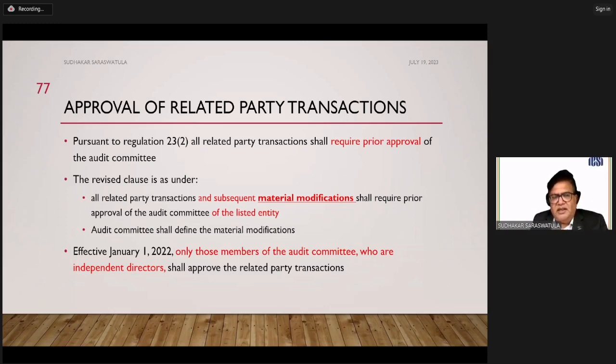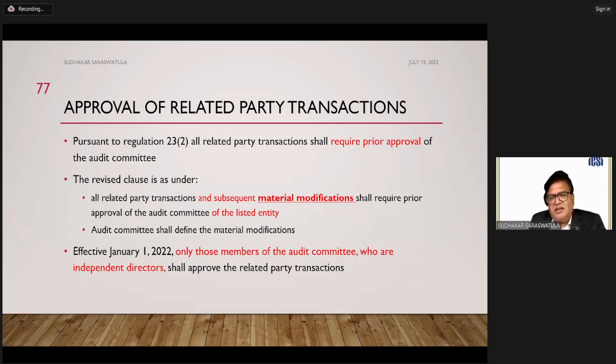That means the approval of related party transactions, if they are continuous in nature, that means once I approve it, it may be there for, say, 3-4 years, for example where the contractual period is a period of 5 years. During this period, if there is no change in the contract, then you can continue with the contract without any further approvals.